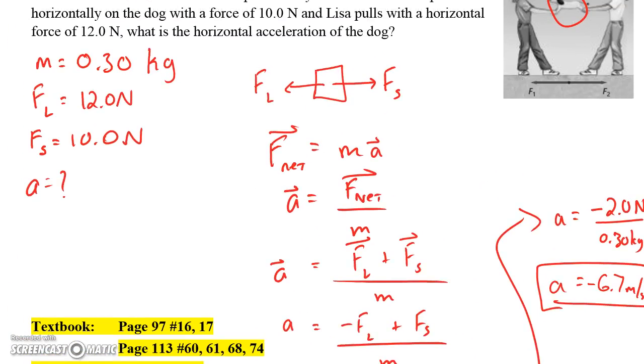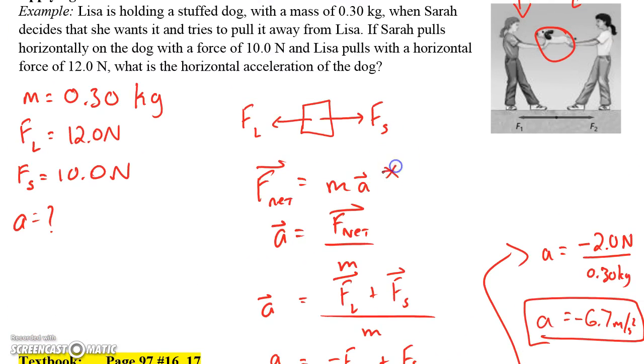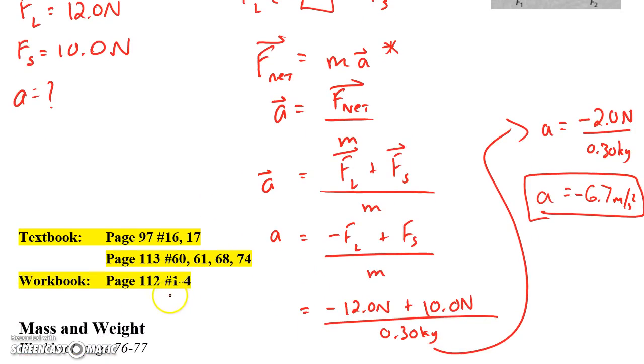The key to these problems is starting with F net equals ma, and then knowing that F net is the sum of all the forces. You can do it a few different ways. I'll show a different way in class how to do the problems, but F net is your key. Always start from there and then put in what you know. Take a look at these wonderful problems here between the textbook and workbook, and go over some practice, and we'll see you in class. And as always, physics remains to be awesome.